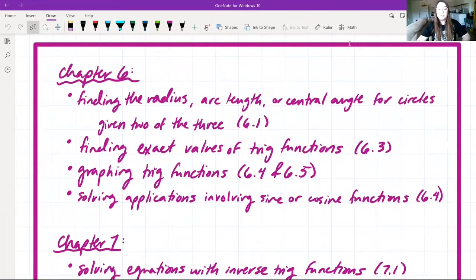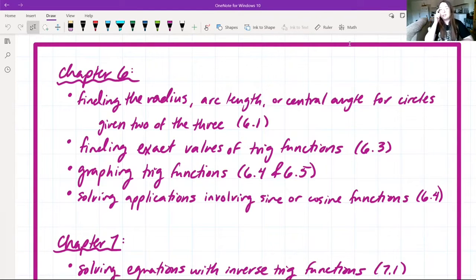From chapter 6, we have finding the radius, arc length, or central angle for circles if you're given 2 out of the 3, and just finding them in general. Knowing those equations is important. That's from section 6.1. Finding exact values of trig functions is from section 6.3. Graphing trig functions is sections 6.4 and 6.5. And solving applications involving sine or cosine functions is section 6.4.